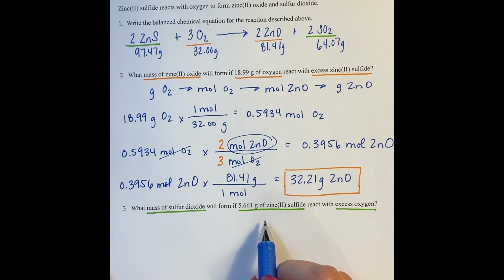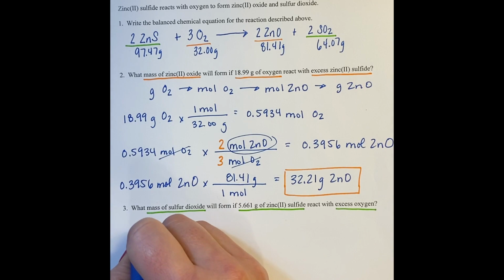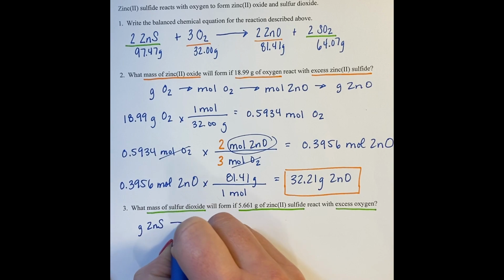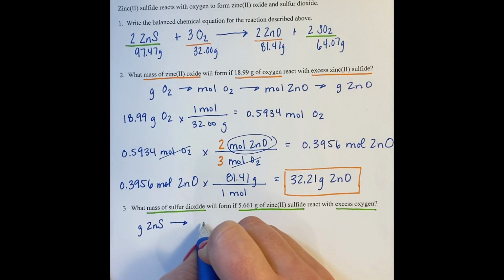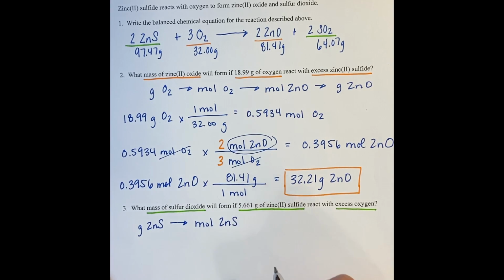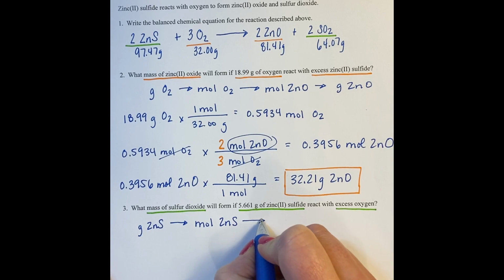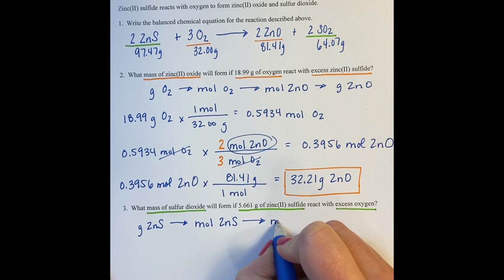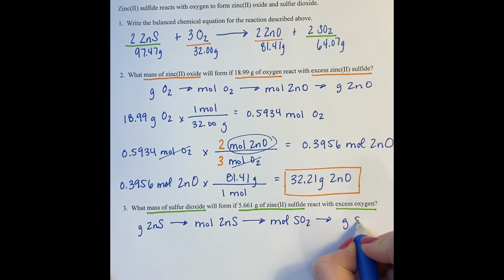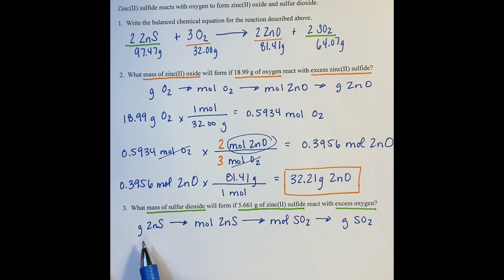So again, if I look to build my strategy, I'm starting with a mass of zinc sulfide. In order to relate my 2 components in the balanced chemical equation, I have to have units of moles. So we're going to convert to moles of zinc sulfide. From there, we can convert to moles of sulfur dioxide, and finally to grams of sulfur dioxide. So once again, just like the previous problem, we've got grams to moles to moles to grams as our strategy.